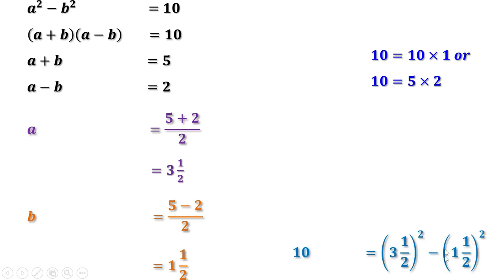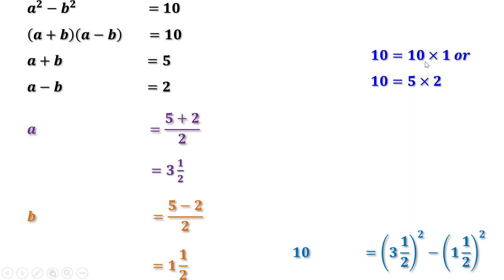These are not squares of natural numbers, therefore they are not perfect squares. Perfect squares means squares of natural numbers. These are not squares of natural numbers, therefore these are not perfect squares. That means 10 cannot be expressed as the difference of two perfect squares. So there are certain numbers which cannot be expressed as the difference of two perfect squares. What kind of natural numbers cannot be written as the difference of two perfect squares?